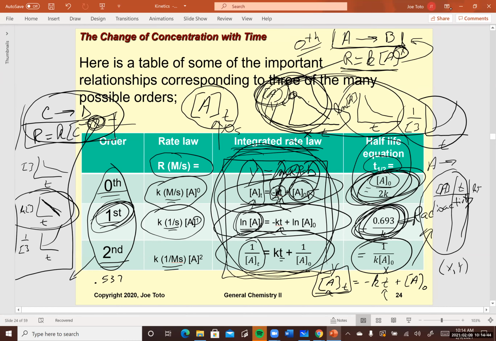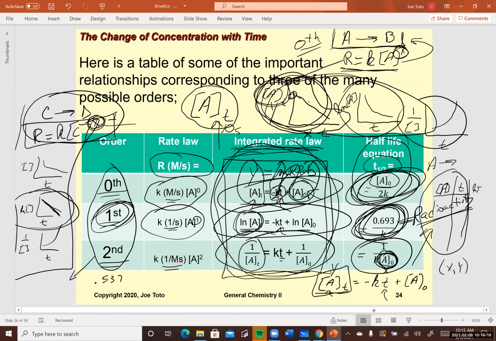All radioactivity is first order, so this goes into carbon dating and dating rocks and the age of the universe and stuff like that. And for second order, the more you start with, the shorter it takes to cut it in half, because it's inversely proportional to concentration. So that's kind of an interesting thing.